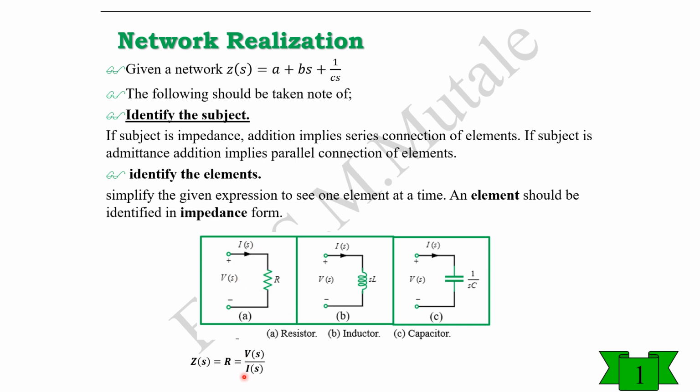For a purely resistive circuit, this is the governing equation telling you the impedance, or the opposition to the flow of current in such a circuit. For a purely inductive circuit, the impedance is this one. For the purely capacitive circuit, it's this one here. So you note these three, then you easily identify the elements in a given network.